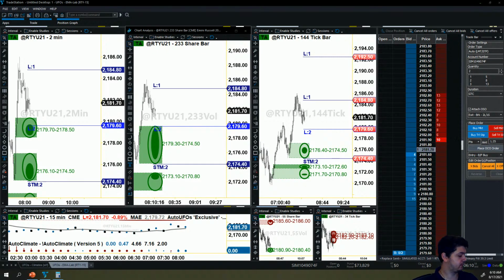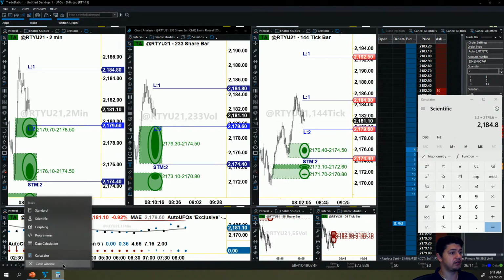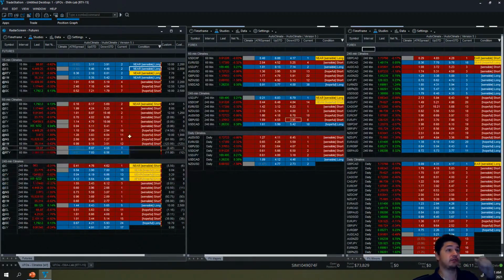All right, and that's that for this one. Let's see what's going to happen. We're about half a point away from being filled. In the meantime, let's go ahead and open up the remainder of the climates to see if we can get another opportunity somewhere else. Okay, crude oil is flashing sensible long.